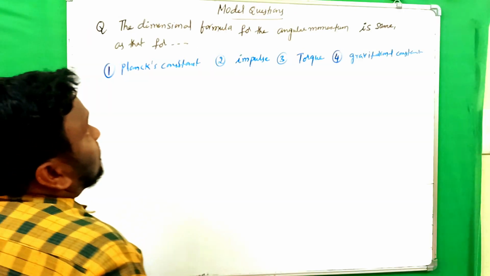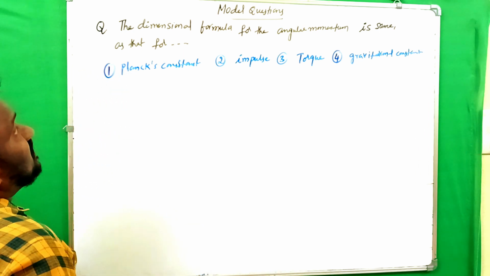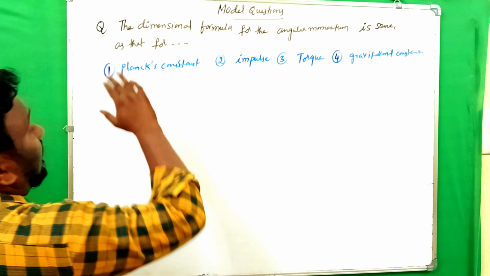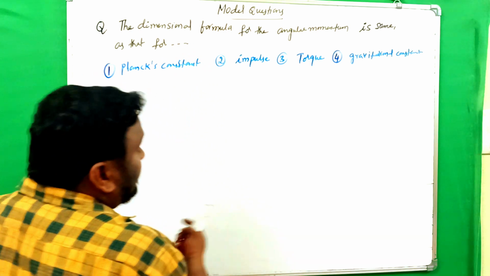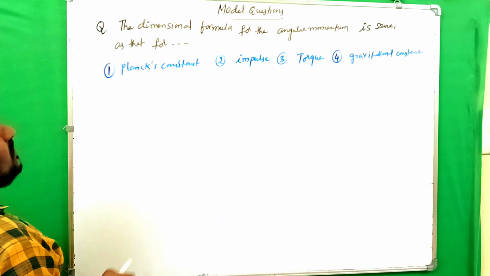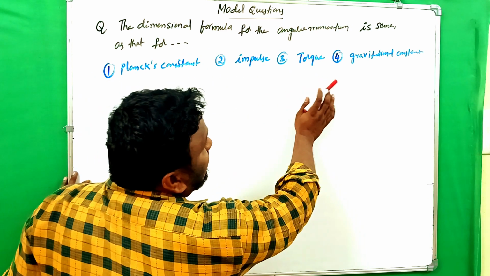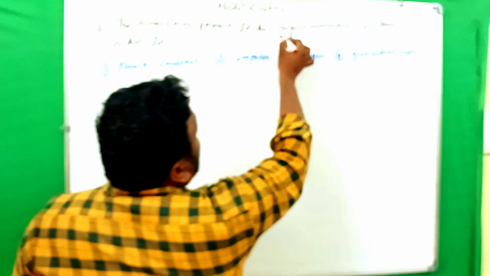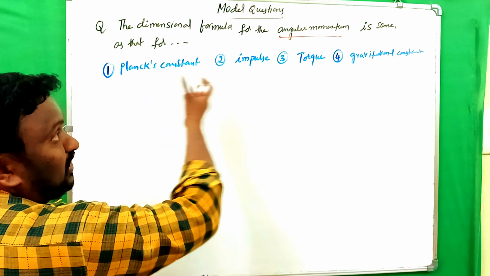The dimension formula for the angular momentum is the same as that for Planck's constant, impulse, torque and gravitational constant. So the dimension formula of angular momentum is equal to the dimension formula of which of the following? First we must know the angular momentum dimension formula. To answer this question you must know the dimension formula of angular momentum.